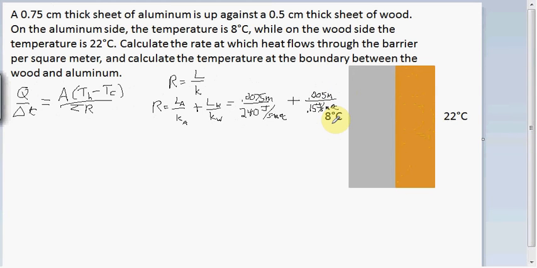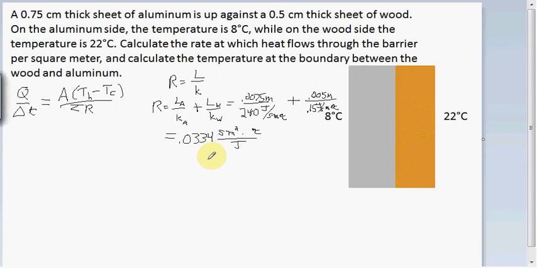One thing to notice here is that K for aluminum is much, much larger than K for wood. In other words, aluminum conducts heat very, very well. Metals in general do. We'll see the consequences of that later on. But anyway, when we add all this together, we get an R value of 0.0334, and that has the funky units of second meters squared degrees Celsius per joule.